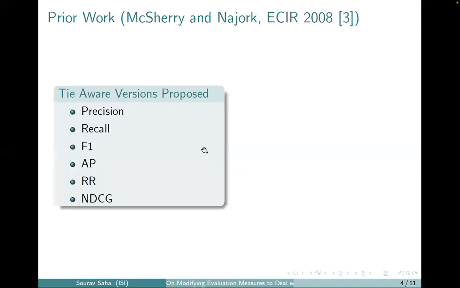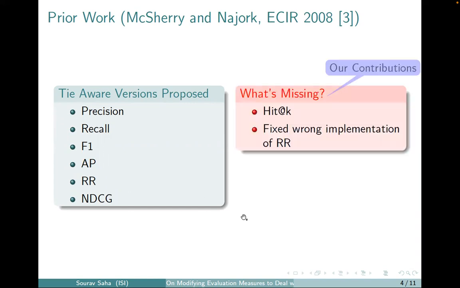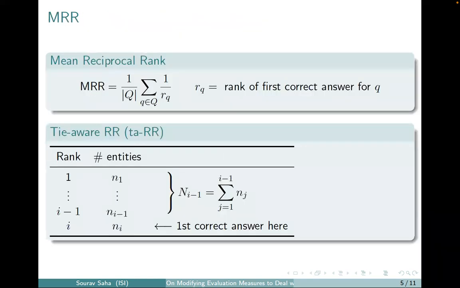The prior work by McSherry and Najork proposed tie versions of popular evaluation measures like precision, recall, F1, AP, reciprocal rank, and indices. What's missing there? Hit at K is missing, and we fixed a wrong implementation of reciprocal rank. Let's look at mean reciprocal rank. Mean reciprocal rank is the average over all the queries of 1 by RQ. What is 1 by RQ? RQ is basically the rank of the first correct answer for the particular query.